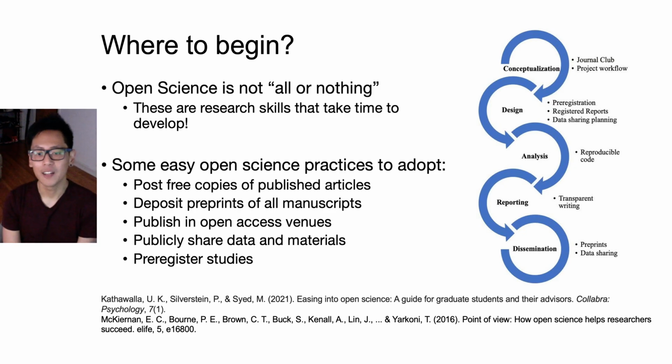Here on the right-hand side, I've pulled a figure from Kathawalla, Silverstein, and Syed, which is a great guide to easing into open science for early career researchers and their advisors. In this figure, they separated out the research process into 5 steps: conceptualization, design, analysis, reporting, dissemination.